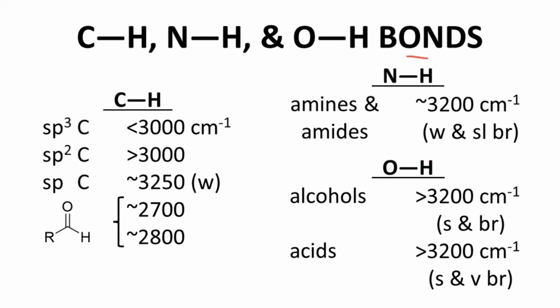OH and NH bonds are a bit different. NH bonds, like from amines and amides, tend to be weak, but still visible and slightly broad at 3,200 wave numbers or higher. OH bonds, like from alcohols or carboxylic acids, are stronger and broader, especially the acid OH, at 3,200 on down to 3,600 wave numbers.